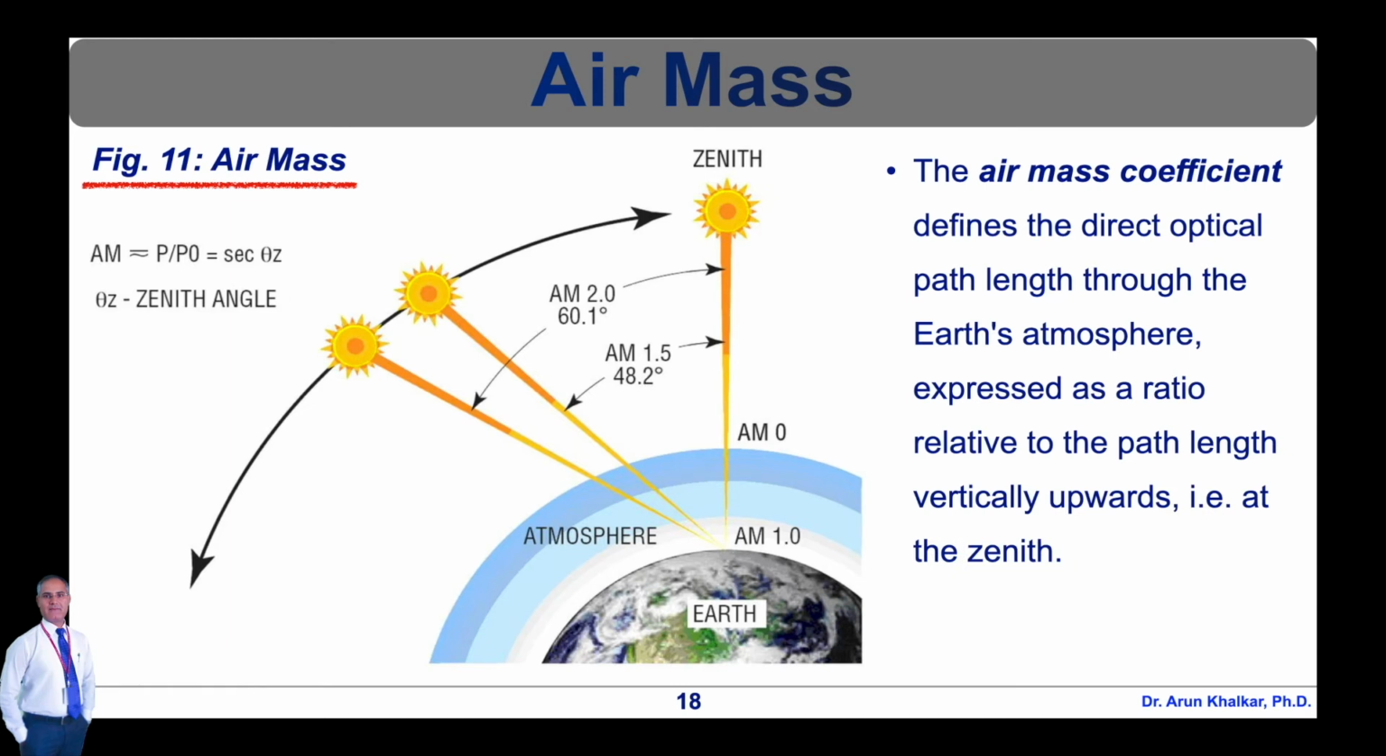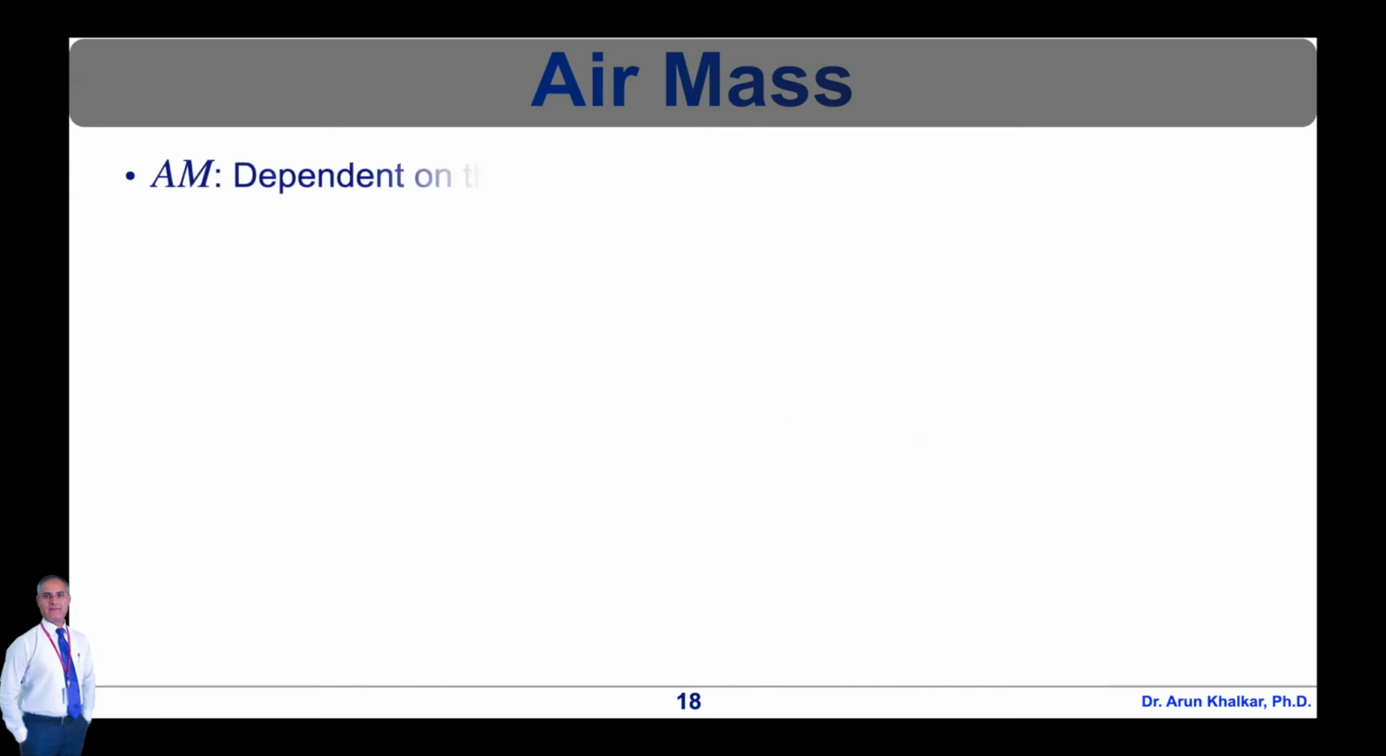The air mass coefficient can be used to help characterize the solar spectrum after solar radiation has traveled through the atmosphere. The air mass with different angles are shown in this diagram. Air mass is dependent on the sun's elevation path through the sky. Air mass is approximately equal to 1 upon cos theta z, where z is the zenith angle in degrees.